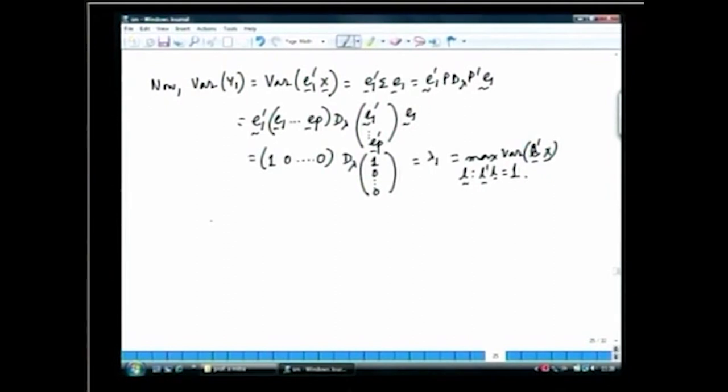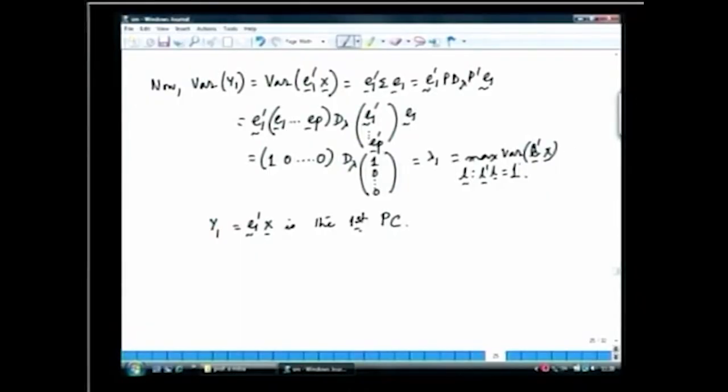So I have y1 equal to e1 prime x is the first PC, because as far as the first PC is concerned, I have to check only one thing: that it has the maximum variance. Its variance is lambda 1, which is greater than all other eigenvalues, and it is equal to the maximum of the variance of L prime x over the choice of L with only the condition L prime L equal to 1. So I have achieved the single criterion required for my first principal component, and y1 is e1 prime x, the first principal component. Then I go to the next one.